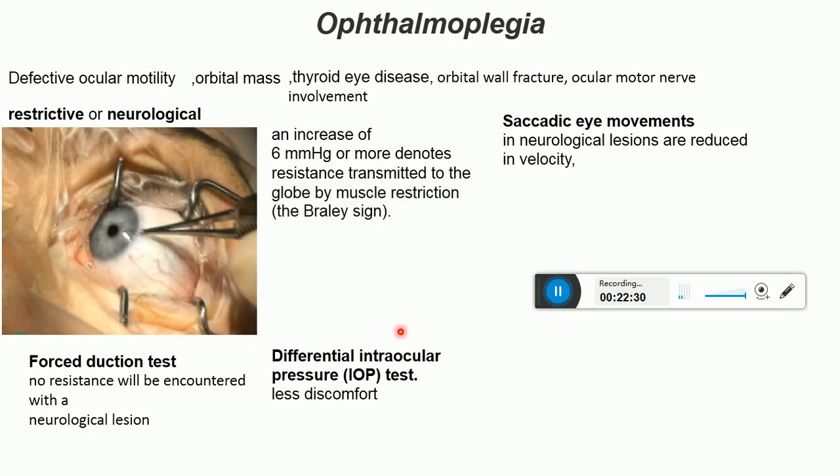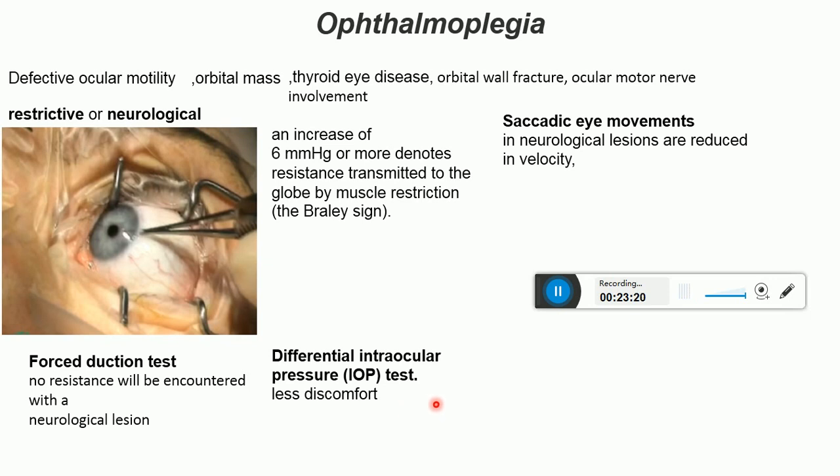And there is differential intraocular pressure test. It involves less discomfort than force duction test and an objective rather than subjective endpoint. The intraocular pressure is measured in the primary position of gaze and then with the patient attempting to look in the direction of limited mobility. If there is an increase of 6 mm of mercury or more pressure, it denotes resistance transmitted to the globe by muscle restriction. So in muscle restriction, there will be increase in IOP. This is known as the Braille sign.